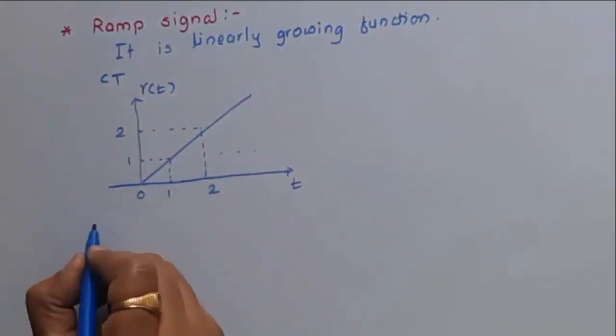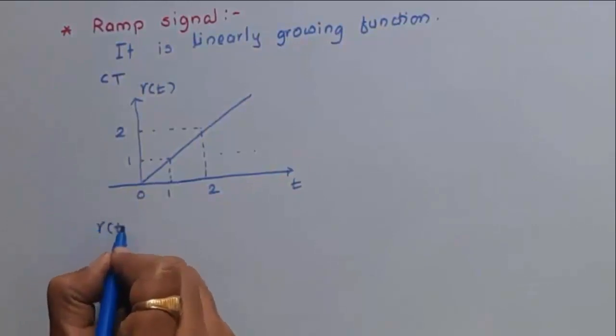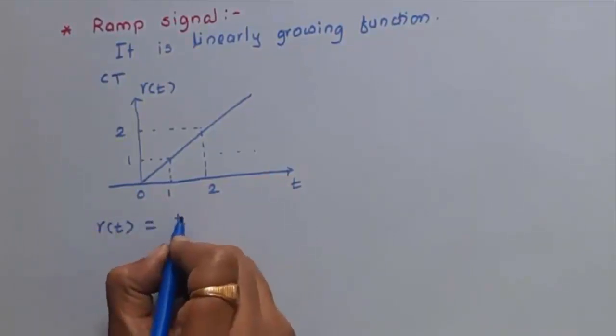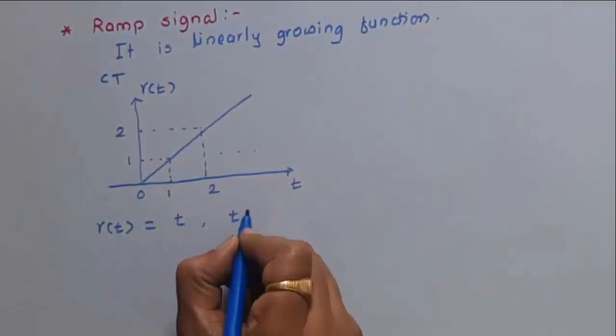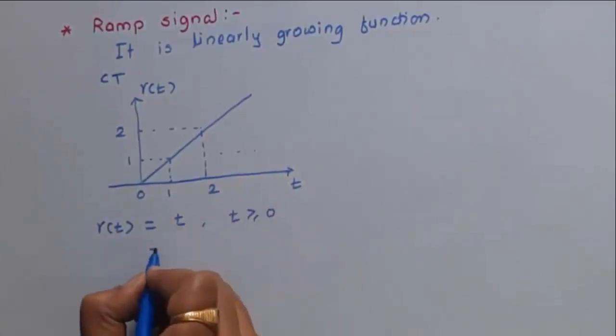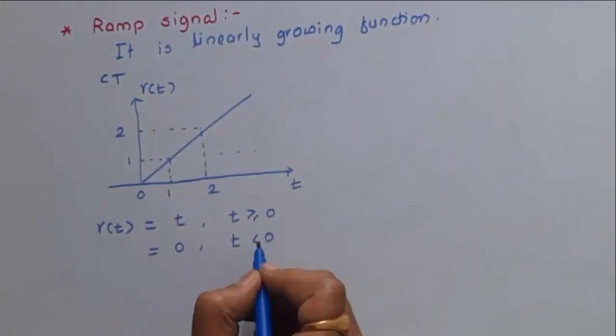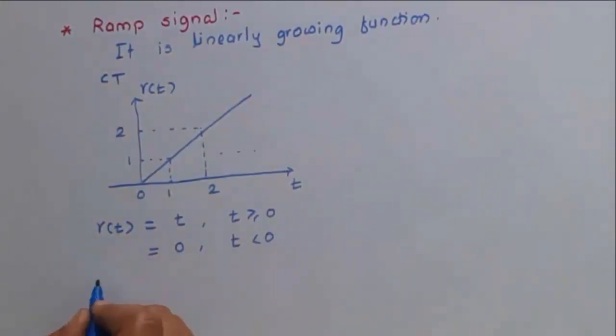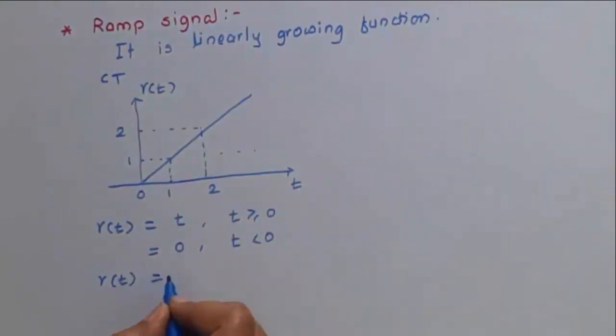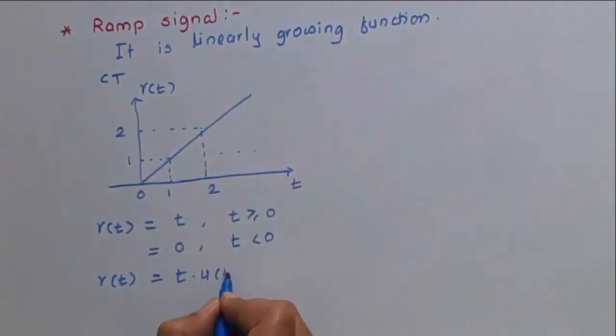So mathematically, we can represent ramp signal as r(t) = t for all values of t greater than or equal to 0, and r(t) = 0 for t less than 0. Same signal we can represent in terms of u(t) as r(t) = t · u(t), where u(t) is indicating the limits of ramp signal.